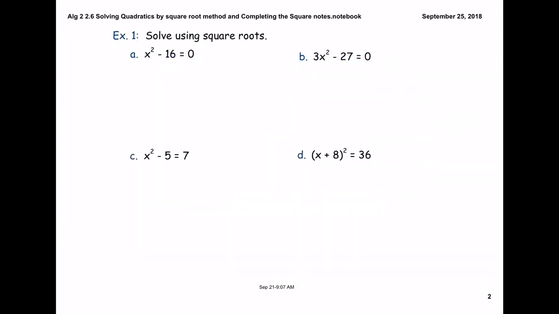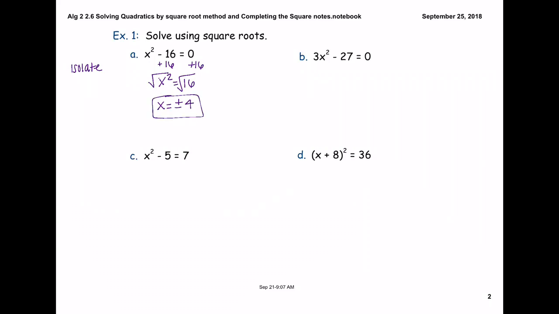Looking at example 1, it says solve using square roots. So step number 1 is to isolate our squared term. So the inverse of negative 16 is plus 16. The inverse of squaring something is square rooting it. And when we take the square root of 16, we get x is equal to positive or negative 4.